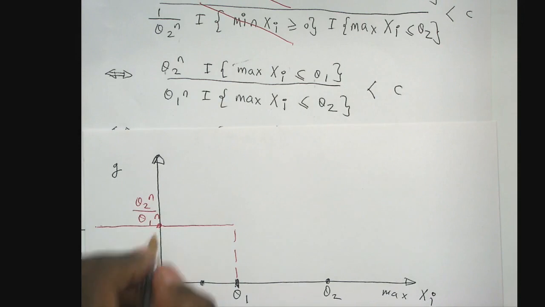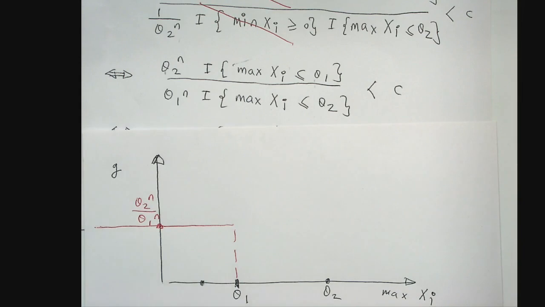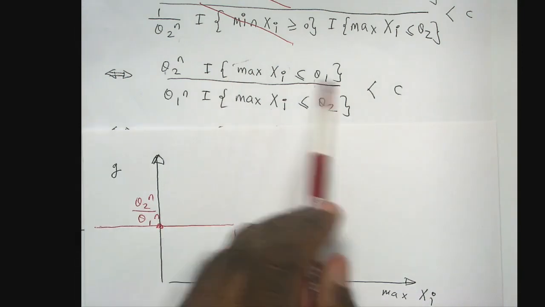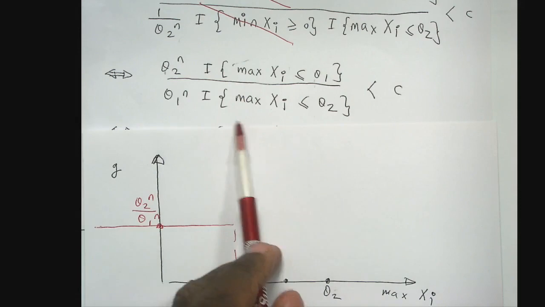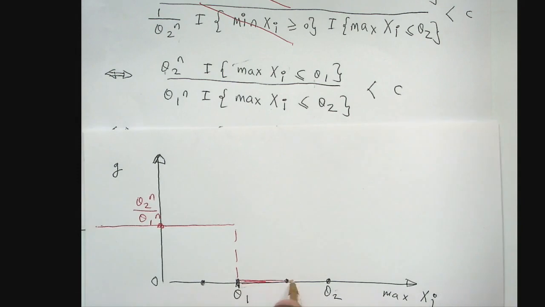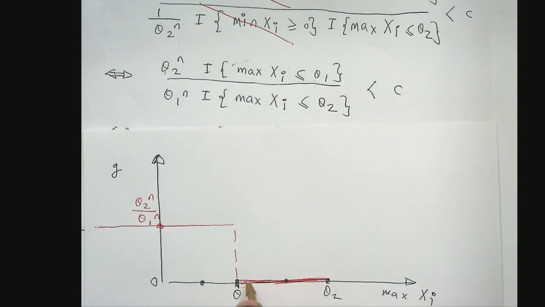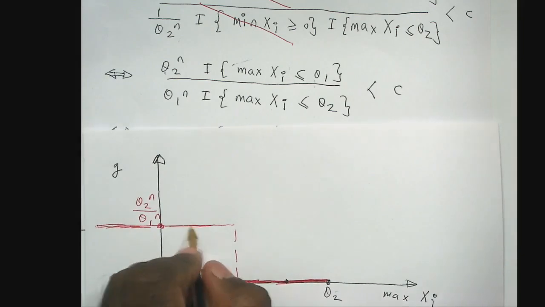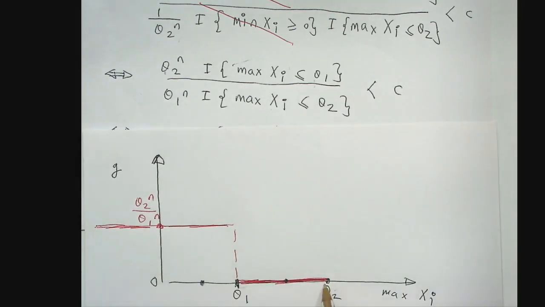Now suppose your max of xi is between these two, that is between theta 1 and theta 2. In that case, this will be equal to 0, but this will be 1. So 0 divided by anything is 0, right? So the graph will be this in this region. It will be 0 over here.